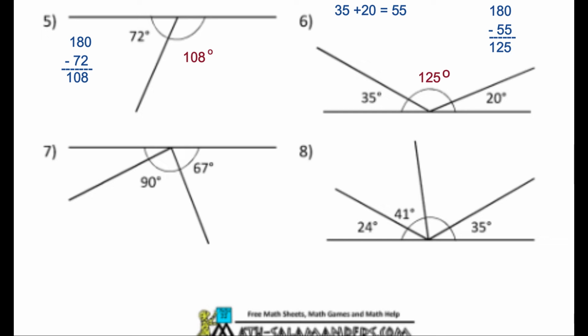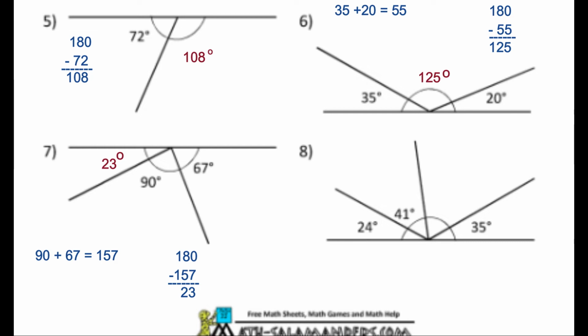All right, so for number 7, the first step you should have followed is adding 90 plus 67. When you do that, you'll get 157. So the two angles we know add up to 157. To find the angle that we don't know, we need to subtract that from 180. So 180 minus 157, and that leaves us with 23 degrees. So that missing angle is 23 degrees.